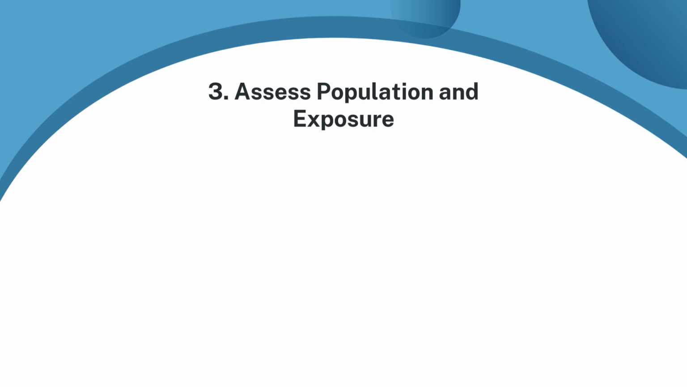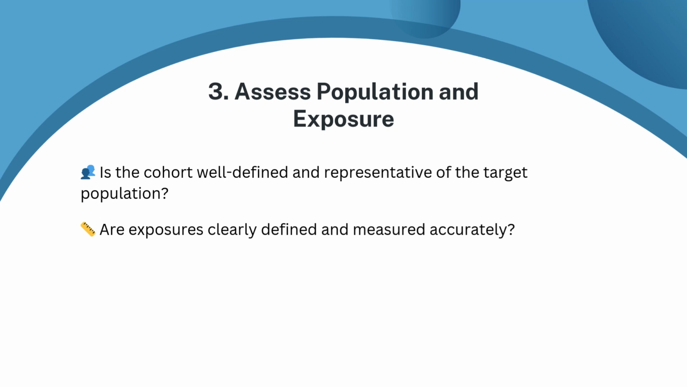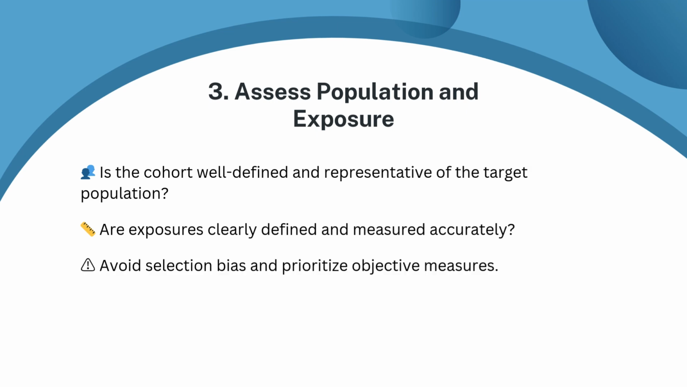3. Assess the population and exposure. Population selection. Is the cohort well-defined and representative of the target population? A poorly defined cohort can lead to selection bias. For example, enrolling only urban participants in a study on diet may not capture rural dietary patterns. Exposure measurement. Are exposures clearly defined and measured accurately? Look for objective measures, e.g., biometrics for physical activity, rather than self-reported data, which can introduce bias.